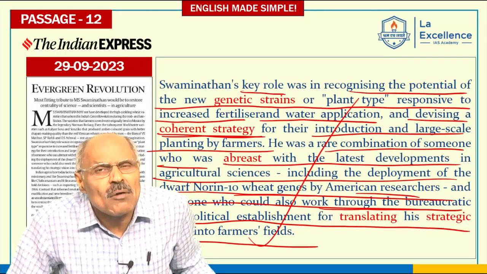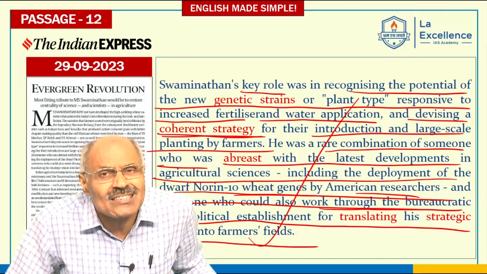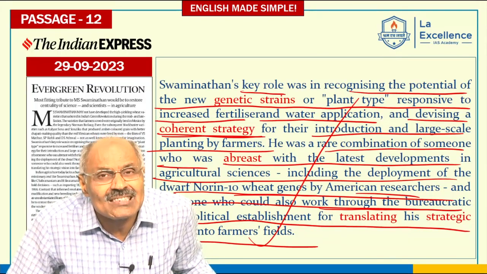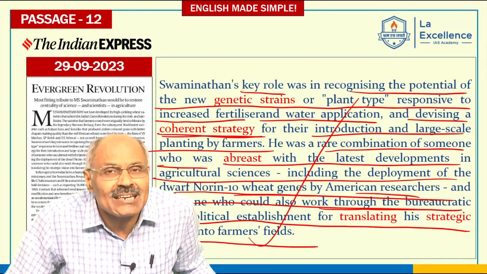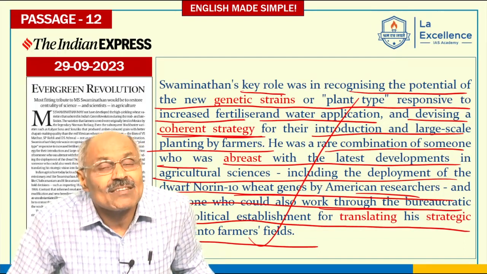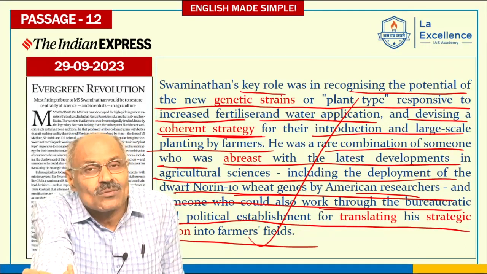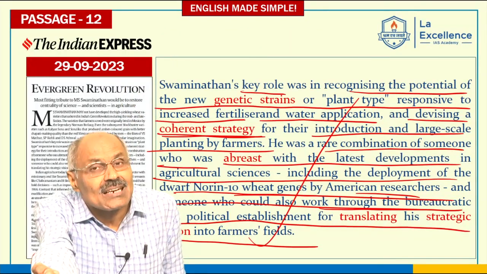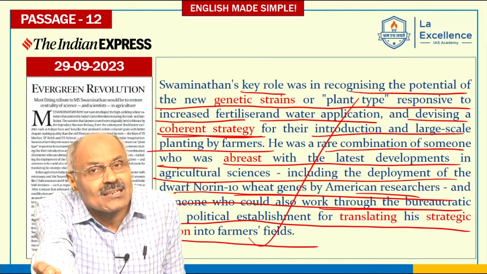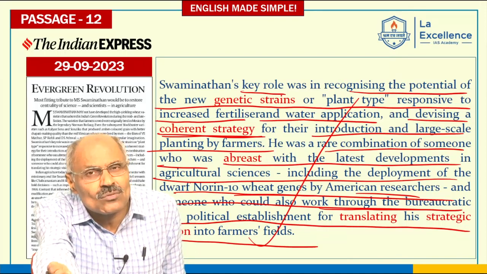Because you see, you have to convince bureaucrats, you have to convince IAS officers, you have to convince the prime minister, ministers, chief ministers. So he worked through bureaucratic and political establishments so that his vision is translated onto the fields of the farmers. So, this is a small part of the passage which appeared in the Indian Express after the demise of Dr. M.S. Swaminathan, who passed away at the age of around 98 or so.